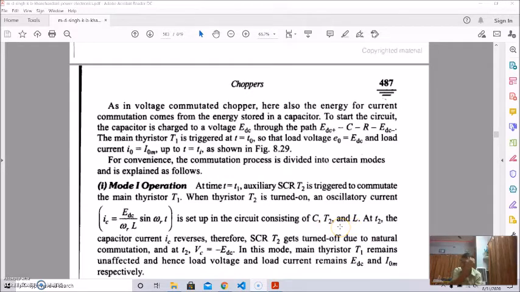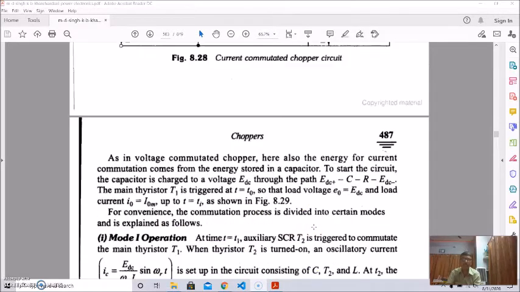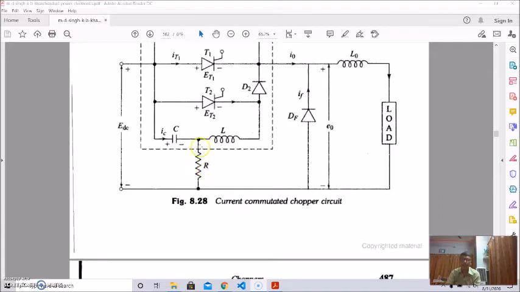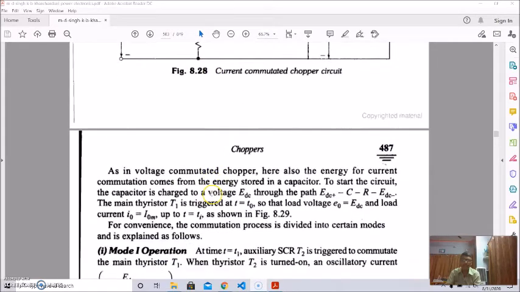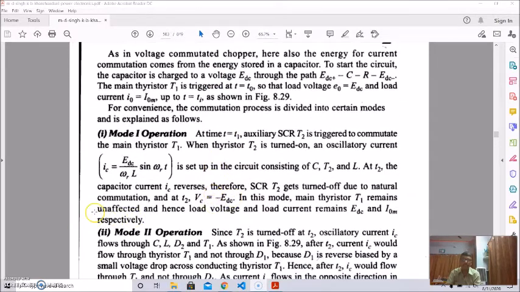Since it is an LC circuit, it is an oscillatory circuit. When the auxiliary thyristor T2 is turned on, an oscillatory current equal to EDC by omega L sine omega T is set up in the circuitry consisting of C, T2 and L. That is shown here. This is the circuit. Since it is fully charged, this is the oscillatory circuit, and the oscillatory current is given here.